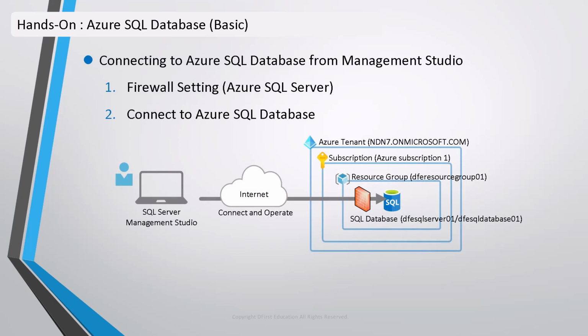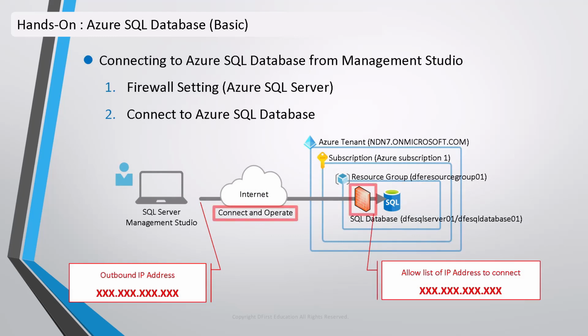Before connecting to Azure SQL Database, we have to do firewall setting. The outbound IP address of our database client should be registered into the Azure SQL Server firewall settings. It allows the list of IP addresses to connect to Azure SQL Database. Let's start firewall setting.